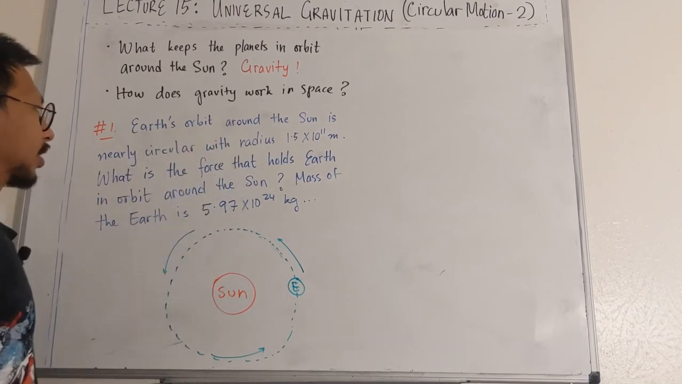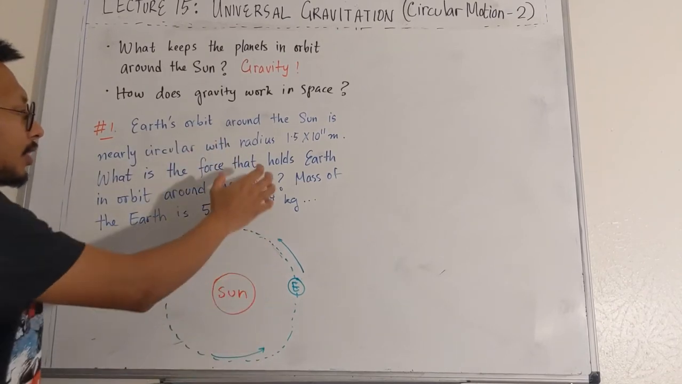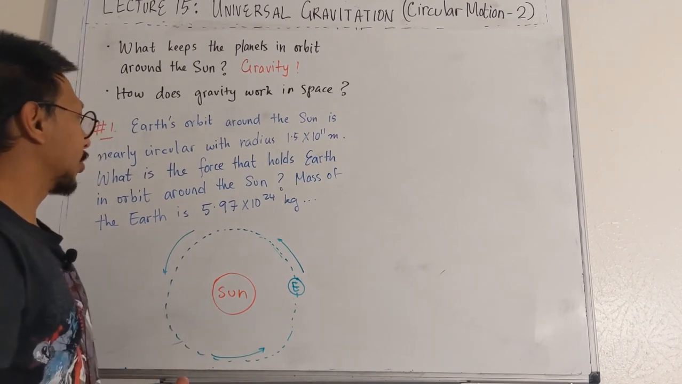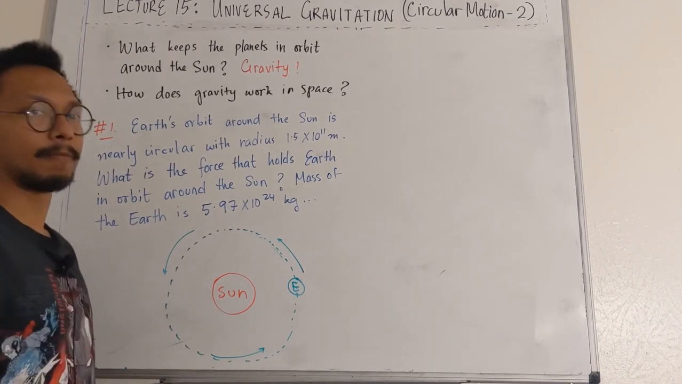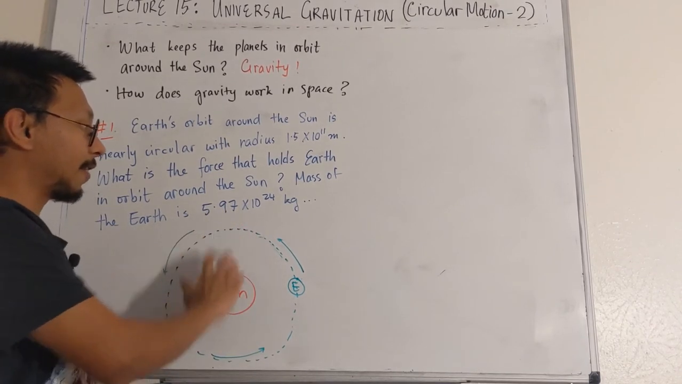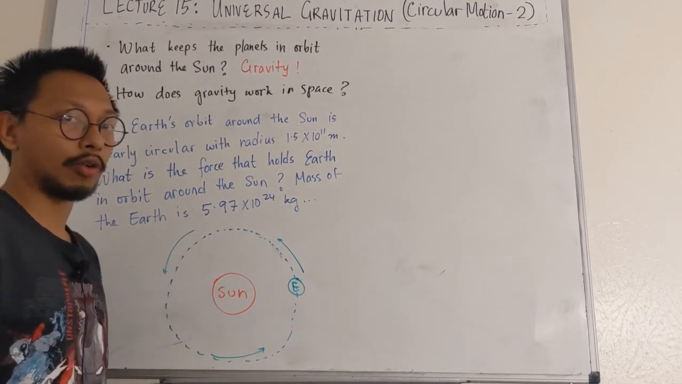Earth's orbit around the sun is nearly circular, with radius 1.5 times 10 to the 11 meters. What is the force that holds the Earth in orbit around the sun? Mass of the Earth is given to be 5.97 times 10 to the 24 kilograms.